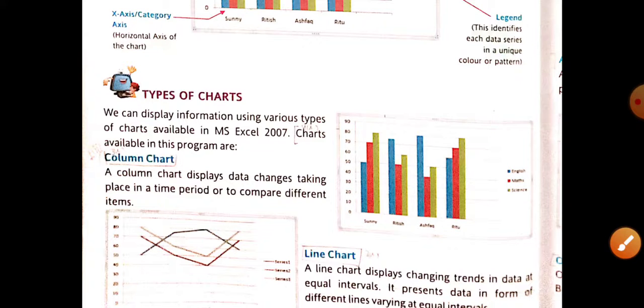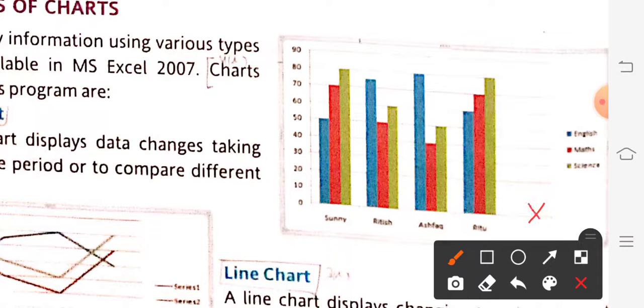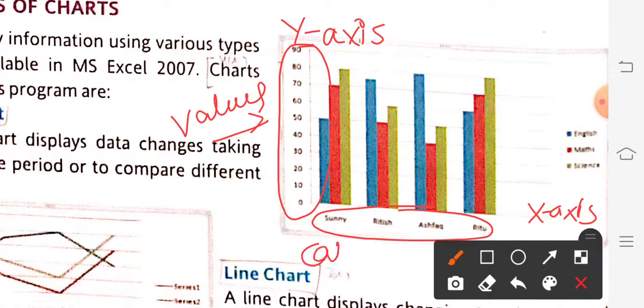Fine. Then one more difference is also there. See, we are having here x-axis, right? And this side we are having what? Y-axis. So on the y-axis we actually represent the values in the case of a column chart. But on the x-axis we represent what? Categories. Like here we are representing categories, right?